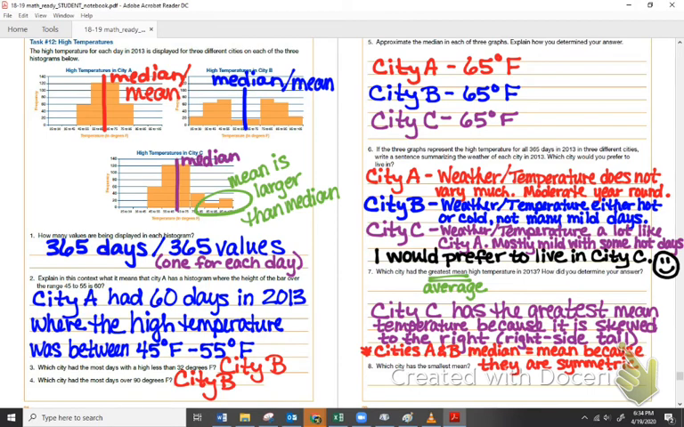Last but not least, question number 8. Which city has the smallest mean? Well, we already discussed that City C has the largest mean because it's skewed to the right. All 3 cities had the same median temperature, and in City A and City B, because of the symmetric flow of their frequency graphs, their histograms, the mean and the median are exactly the same. So the answer to this question is both City A and City B have the smallest mean because they are exactly the same at 65 degrees.